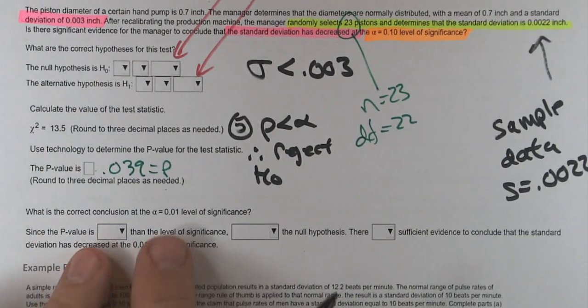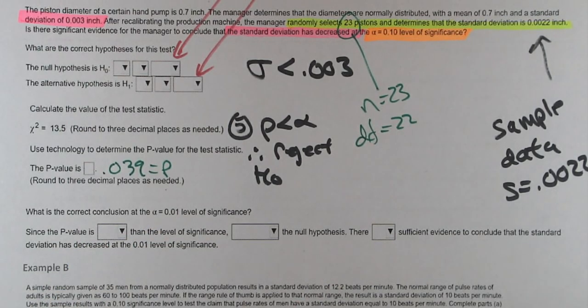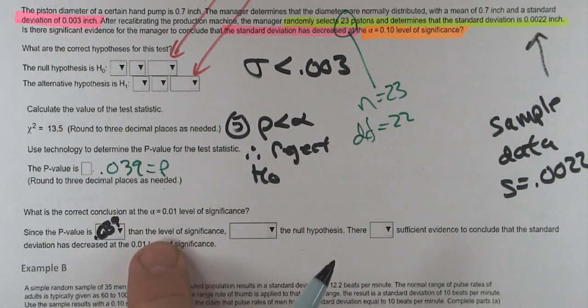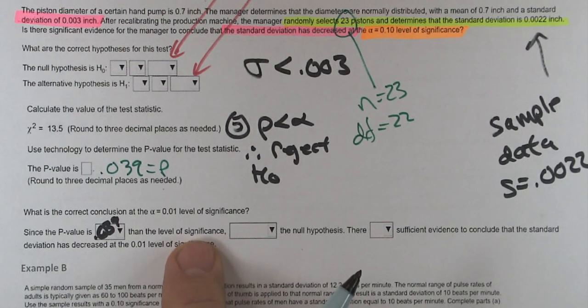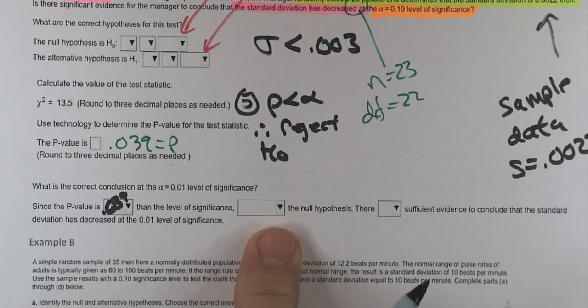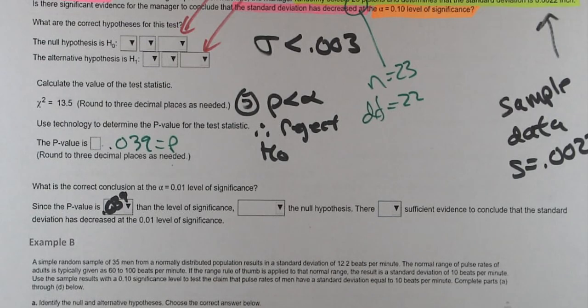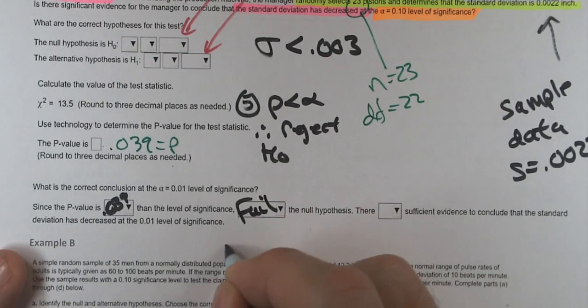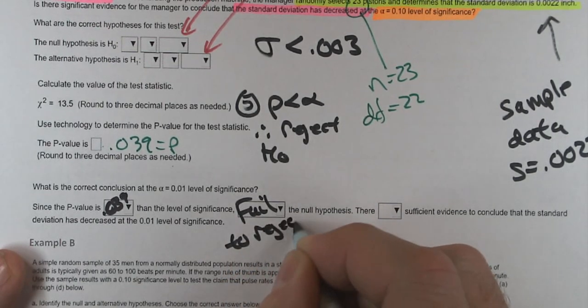So what's the conclusion at the 0.01 significance level? Since the p-value is 0.039, then the level of significance is. Let's see, what would they be asking for here? The level of significance is. Yeah, you're going to fail to reject. So fail to reject here. Fail to reject H naught.